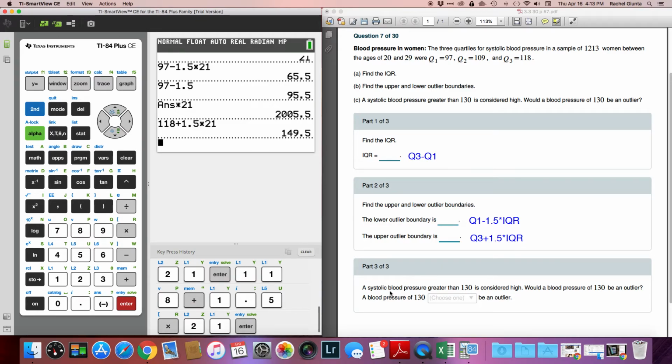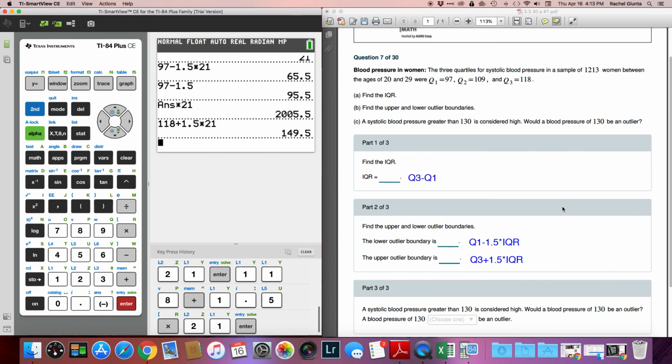Part 3 says that a systolic blood pressure greater than 130 is considered high. Would a blood pressure of 130 be an outlier? So an outlier means it's either below the lower outlier boundary, which is 65.5, or above the upper outlier boundary, which is 149.5. Since 130 is not lower than the lower or higher than the upper, then it would not be considered an outlier. And that's all the parts for this one, question 7.